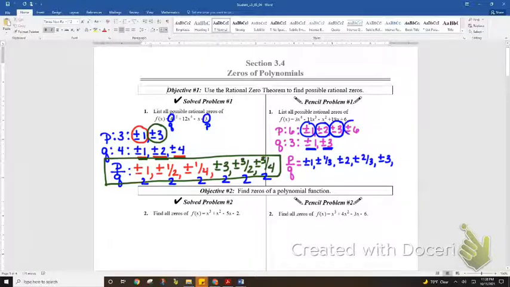Alright, then I'm going to take my last p, which is 6, and I'm going to put it over both of my q's. So 6 over 1 is 6, and 6 over 3 is 2, but I already have 2 written, so I do not have to write it again. So here are all my possible rational zeros.